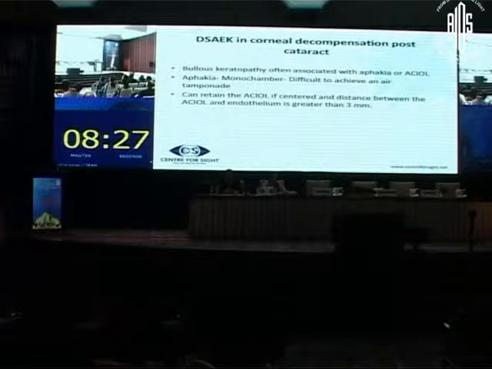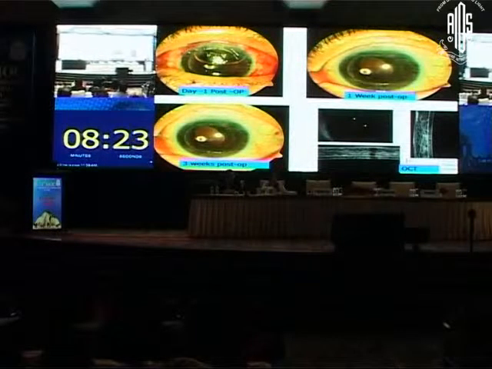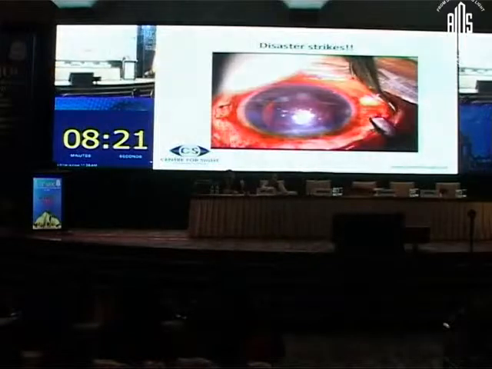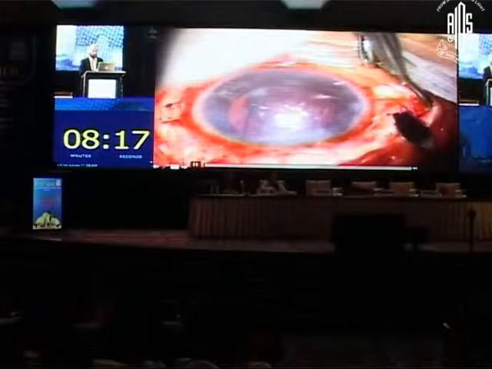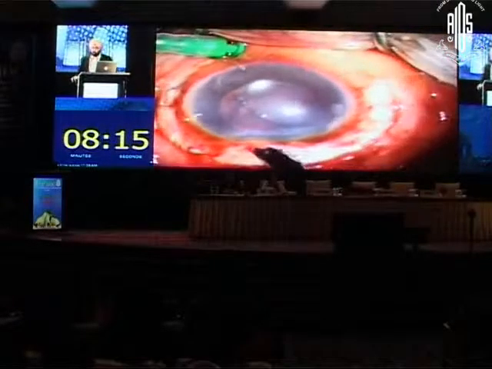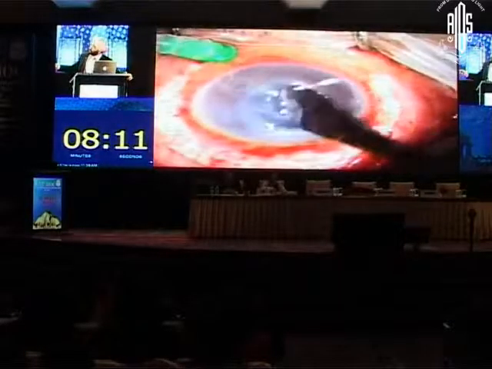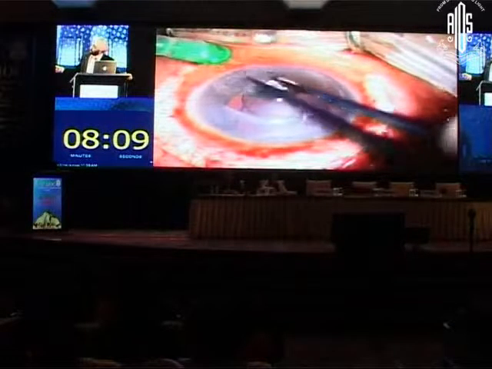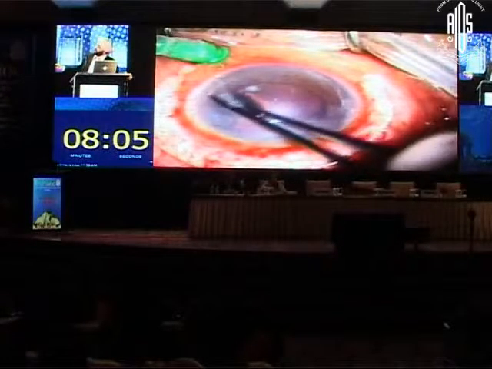Now the next thing is, let me show you a patient who had been fixed up for a glued IOL. You can see in this particular case, there is bullous keratopathy. You can see that it's a badly performed surgery. There's a rent and the lens is just lying there.